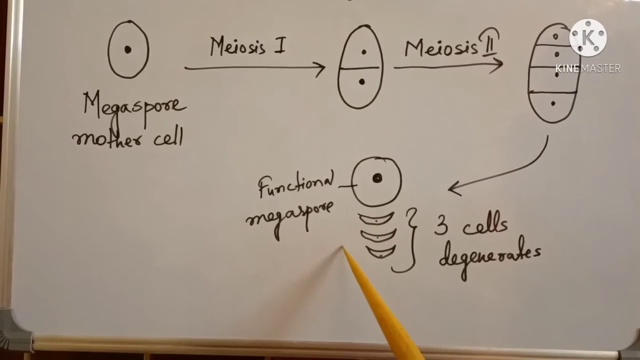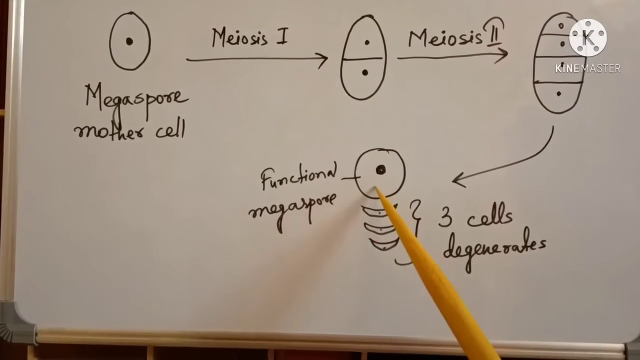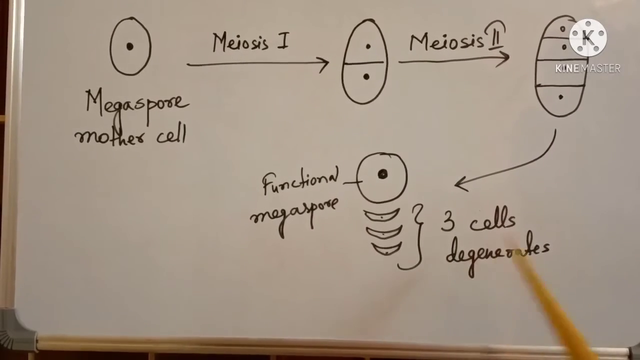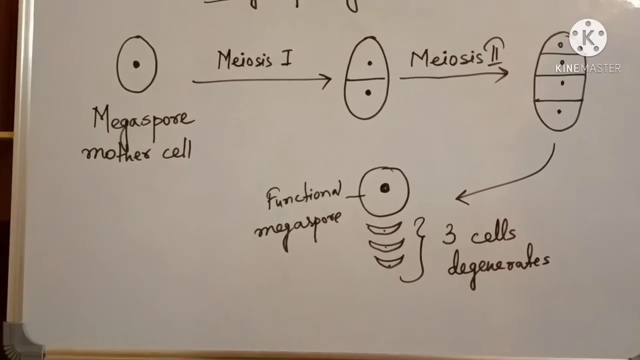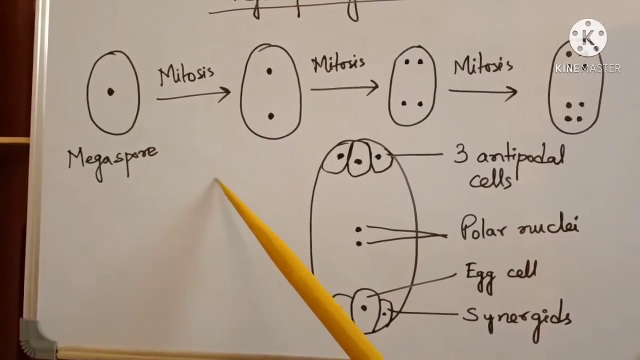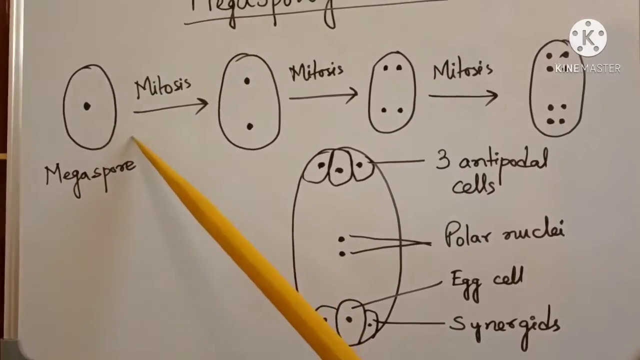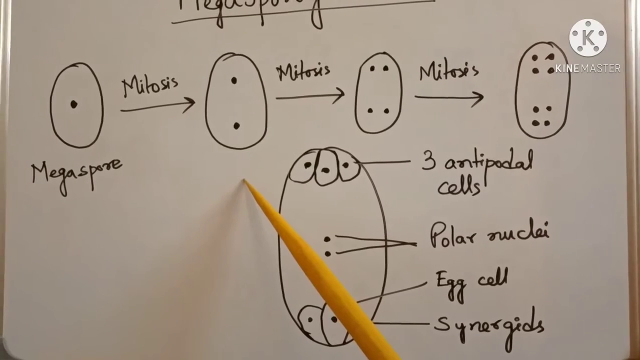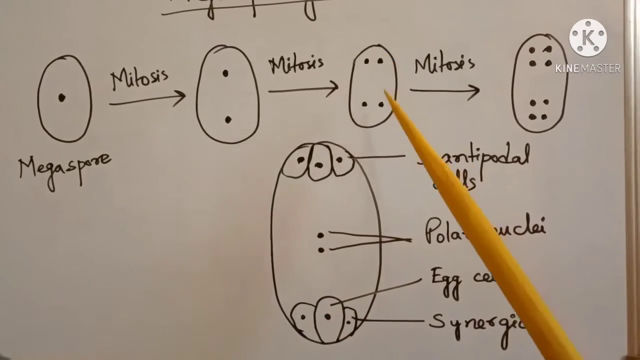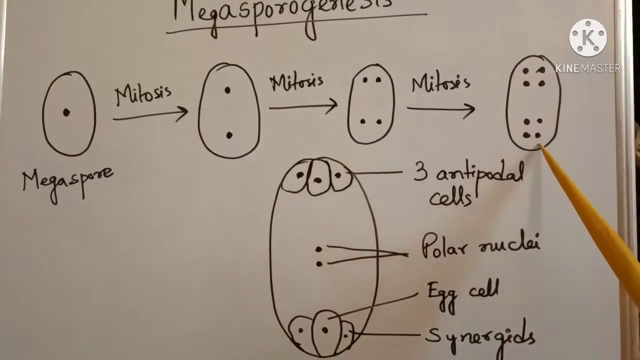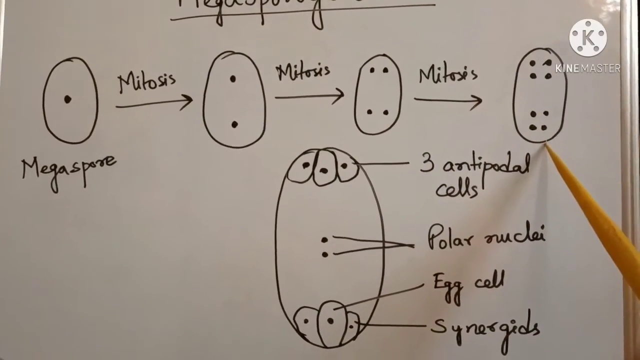But after this, at the end, we find that only one functional megaspore is present, which is showing maximum growth, but the other 3 cells are degenerative. They are degenerating, but only one is functional here. Now in the next stage, you can see this functional megaspore in the first figure. It undergoes mitosis and forms 2 nuclei. Again, they undergo mitosis, forming 4 nuclei inside 1 cell, and then an 8 nucleated structure.